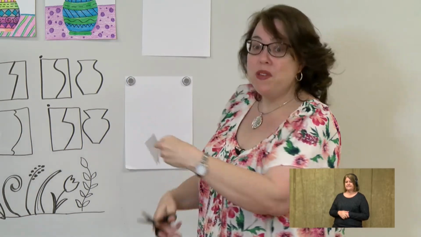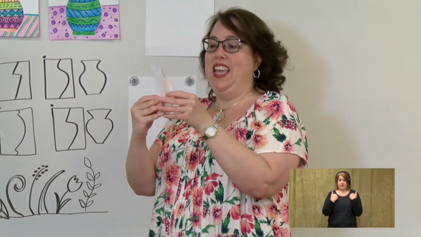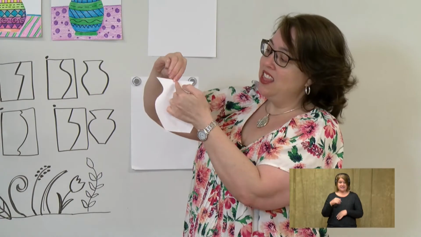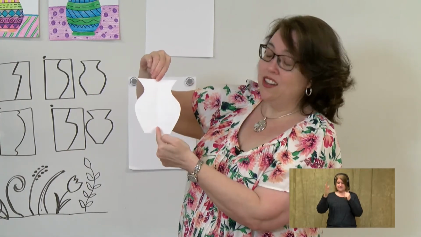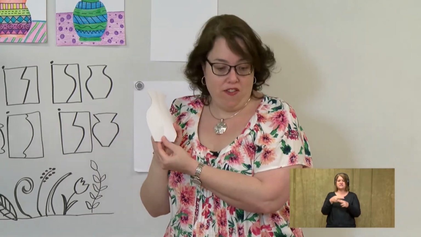Now when you open this, you're going to have a symmetrical vase. Do you see that? It's the same on both sides. And this line down the middle is called the line of symmetry. All right? Now, we're going to decorate our vase.